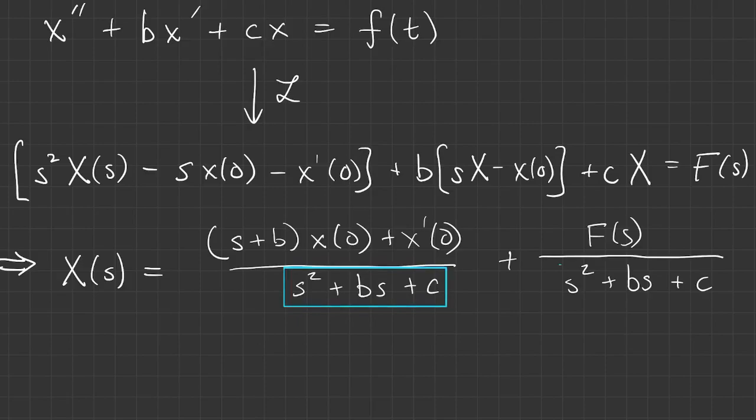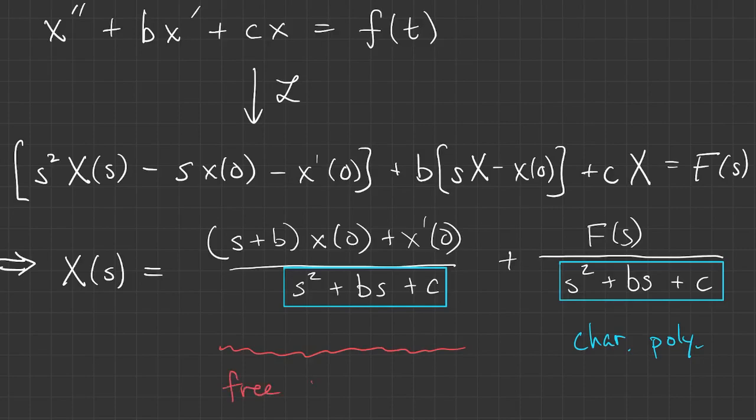First thing to notice is that the denominator is really the characteristic polynomial of the ODE. Just replace lambda with s. The whole first term is what we would call the free response. It's what the system does in the absence of any external inputs. And the second term then is the forced response.